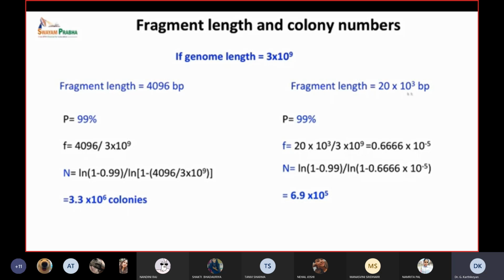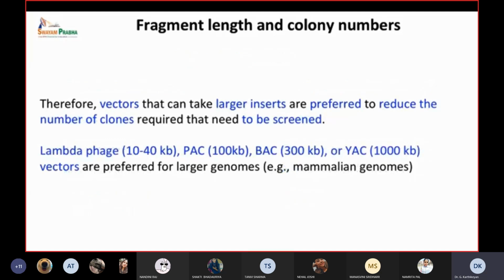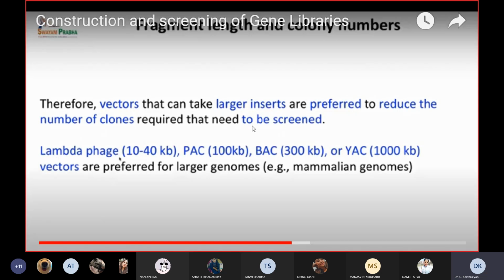As you increase the fragment length to 20 kb, the number of clones comes down. It becomes 6.9 into 10 power of 5, which is definitely a lot less, about fivefold less. Because of these considerations, vectors that can take larger inserts are preferred so that the number of clones that are required to be screened is much lower. And because of that, instead of using plasmid DNA libraries, people prefer to make genomic DNA libraries in lambda phages.